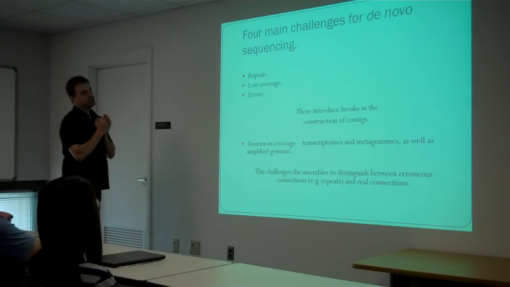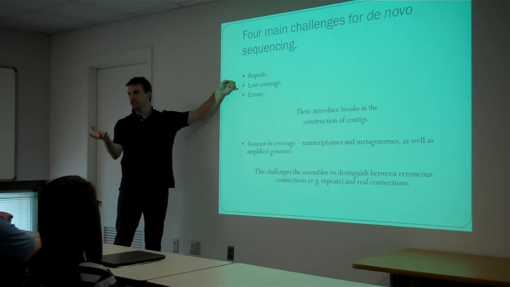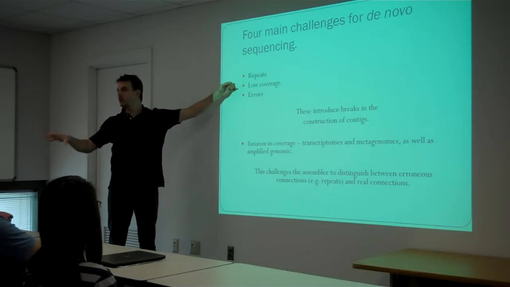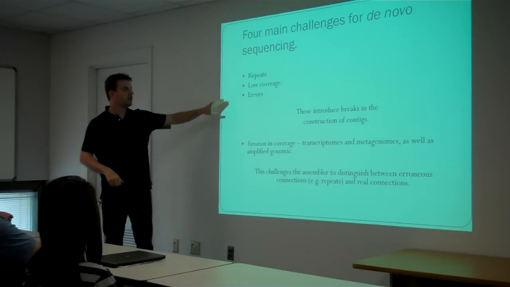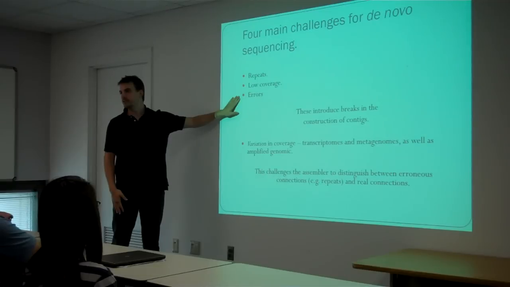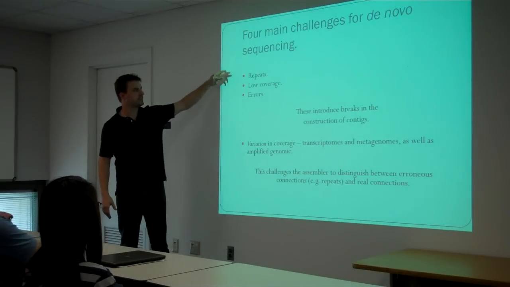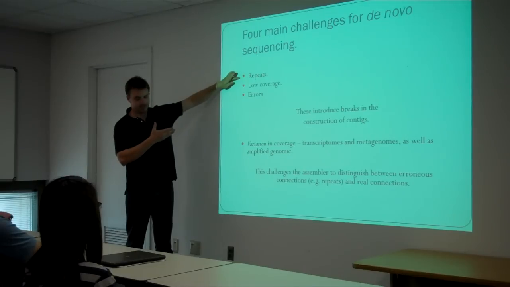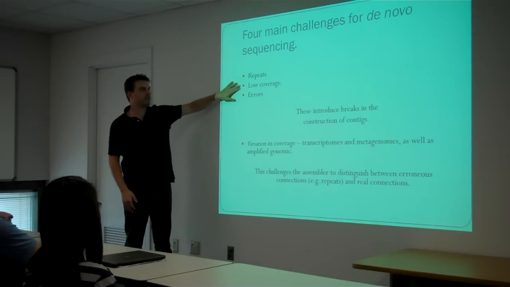So the four main challenges for de novo sequencing and assembly are that you have repetitive sequence, you may have low coverage. If you're trying to put together a book from which you've sampled at low rates, you may not have all the connections in the data set that you need in order to put that book back together. You also have errors and fairly high error rates, to the point where about one out of every 100 characters, one out of every 100 bases in your DNA sequences, may be incorrect. And all of these things introduce breaks in the construction of context. Here, because you get ambiguity in how to extend a context. Here, because you could simply have absence of information. And here, because errors and low coverage are sort of the same thing.